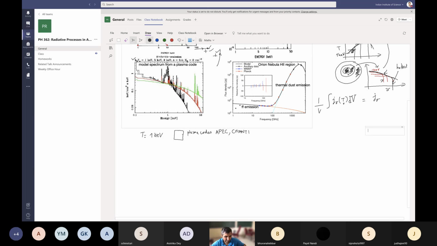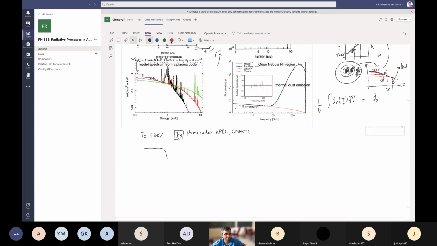But the end point is that if you give these plasma codes metallicity, temperature, and density, they can give you what the emission spectrum would be. So this black line is produced by some plasma code. It includes free-free emission, which is Bremsstrahlung, free-bound transitions, and bound-bound transitions. Bound transitions give rise to lines like these in green and black. So this is for 1 keV. We know that if you have a 1 keV plasma, J nu should look like this.